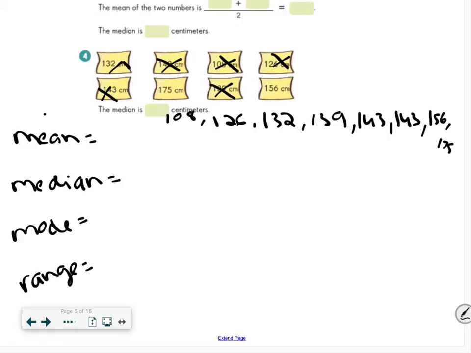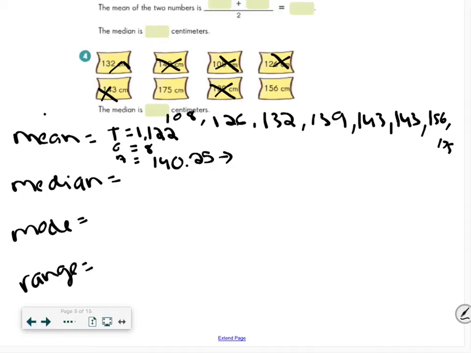Okay? Find the mean. I know that I'm adding all of the numbers up and regrouping them into 1, 2, 3, 4, 5, 6, 7, 8 groups because there are 8 numbers. So on my calculator, I'm going to add all the numbers: 108 plus 126 plus 132 plus 139 plus 143 plus 143 plus 156 plus 175. My total is 1,122. Now, if I have 8 groups, I know that I have to divide to find the average. I'm going to divide that by 8, and I got 140.25.